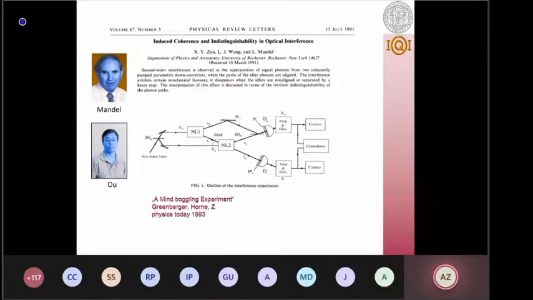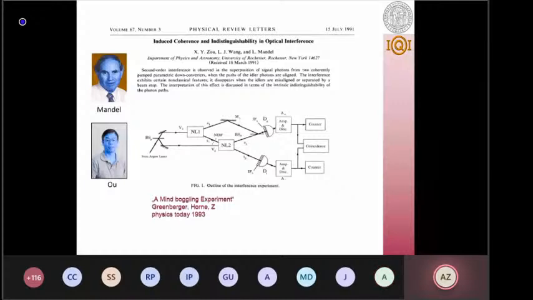This is getting more and more applications in quantum information science. There's a paper published in 1991, which is a long time ago, now 30 years, by Zou, Wang and Mandel. Mandel has a famous laboratory in Rochester, which produced many results on fundamental properties, mainly of entangled states, but not only.